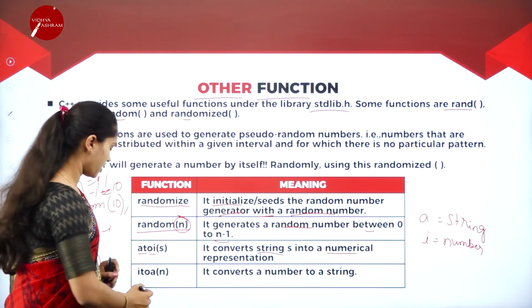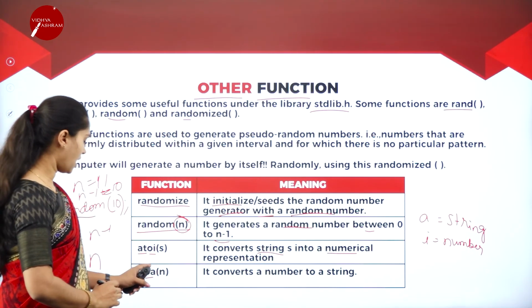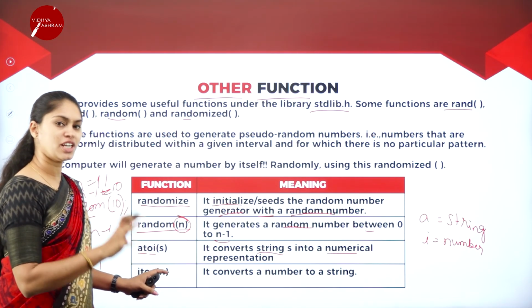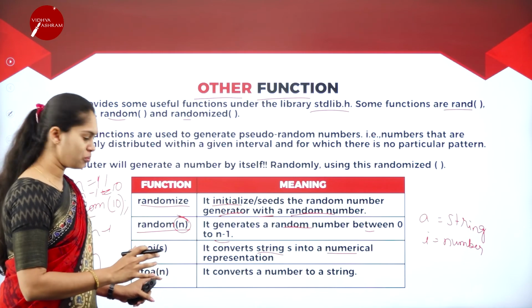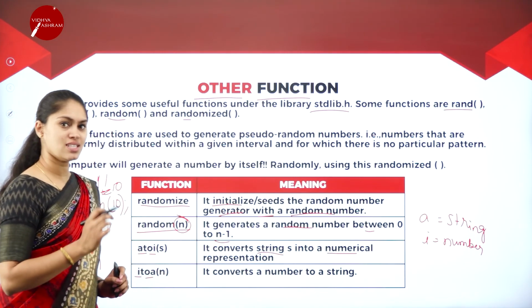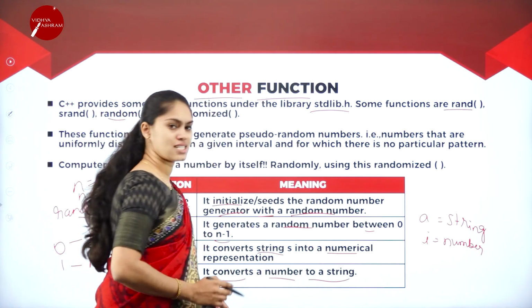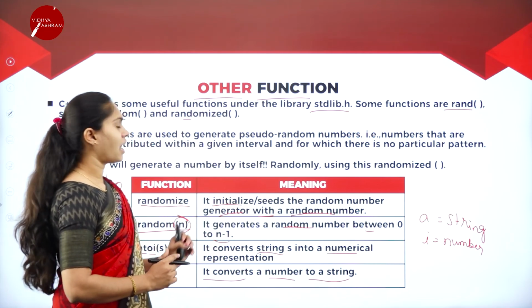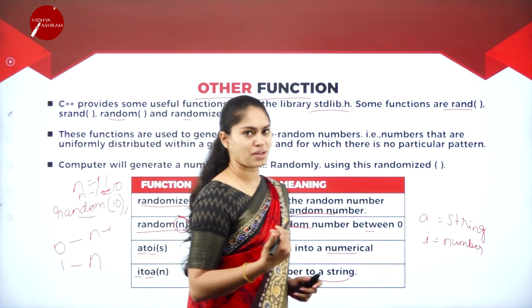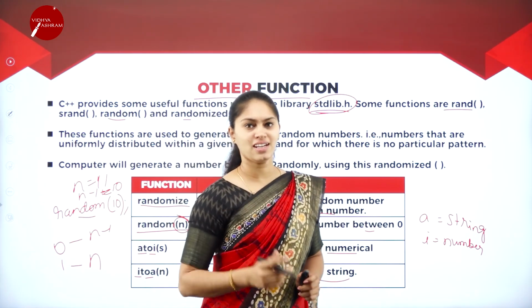We have a last function, that is itoa. As I told, i is a number and a is a string. So when I want to convert a numeric value into its equivalent character string, then we use this itoa. That is, it converts a number to a string. These are all the other functions. In order to use these functions, I have to include the stdlib.h header file.